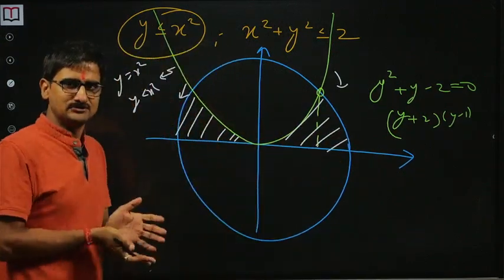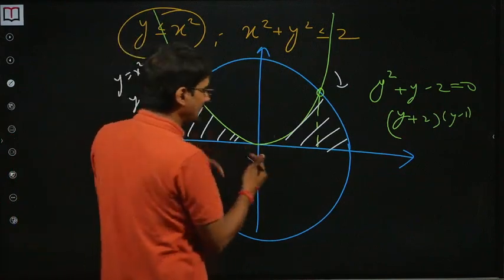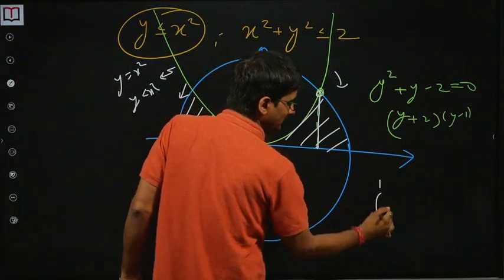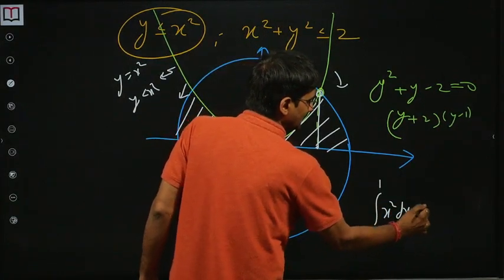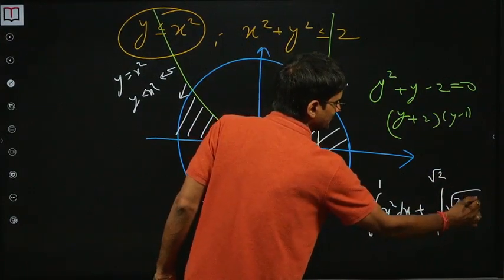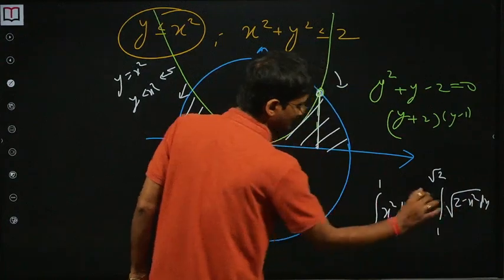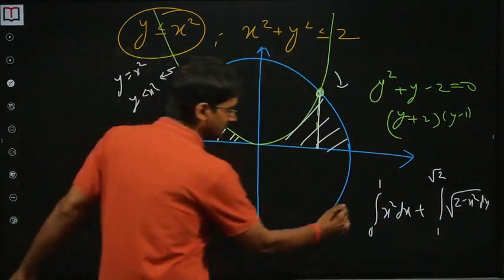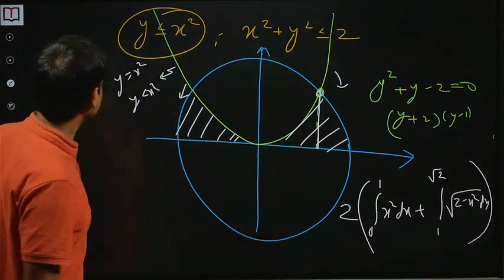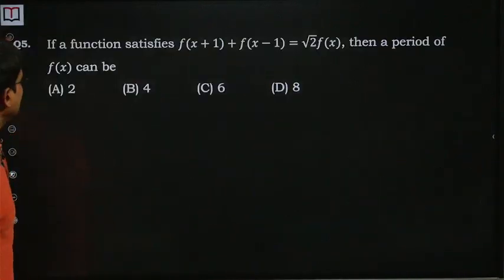Because using symmetry of the figure, it's symmetric about the y-axis, I would like to integrate it from 0 to 1, x squared dx, plus 1 to root 2, under root of 2 minus x squared dx. Now just solve it, and twice of it, of course. Solve this integral, whatever we get should be the answer. So whichever option is correct, we may then mark it.